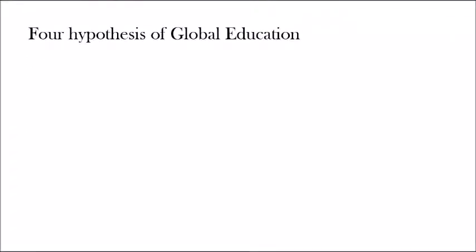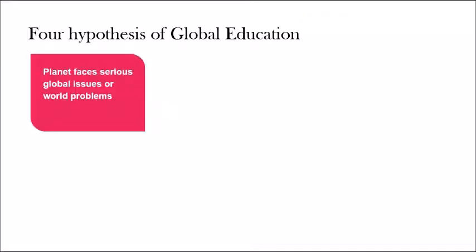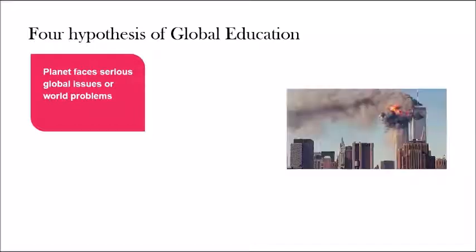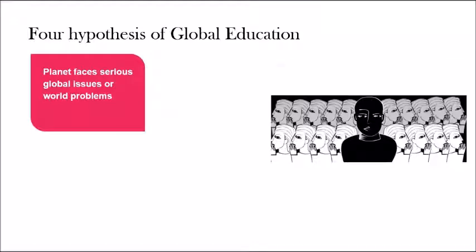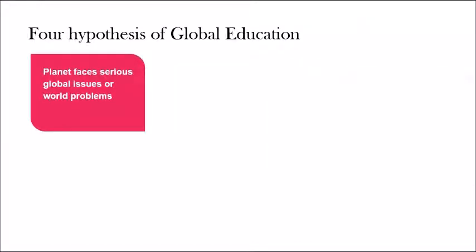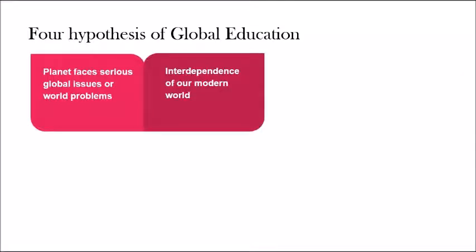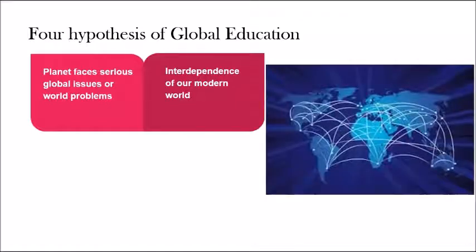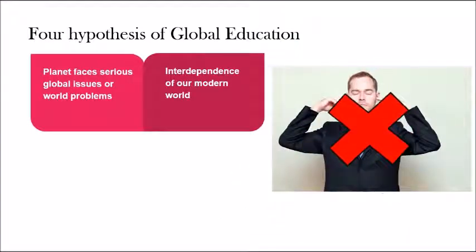There are four hypotheses of global education. First, our planet faces serious global issues or world problems, such as terrorism, racism, environmental disasters, and discrimination. Second, the interdependence of our modern world, because nowadays we are interconnected globally, and it is impossible to ignore the problems that happen in the world, because they might also influence ourselves.